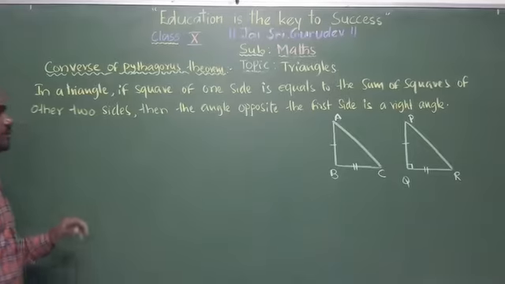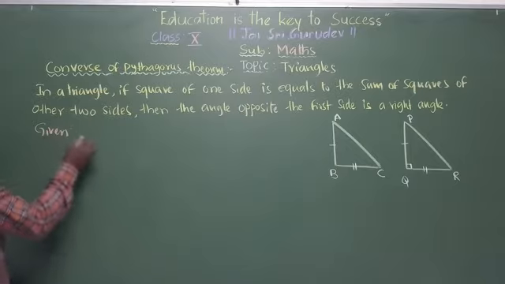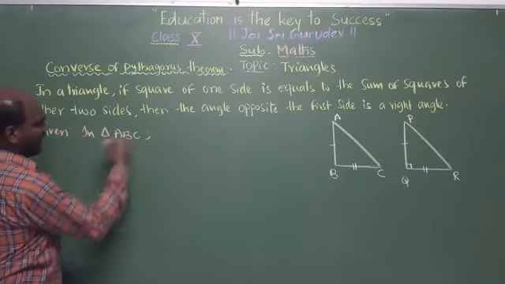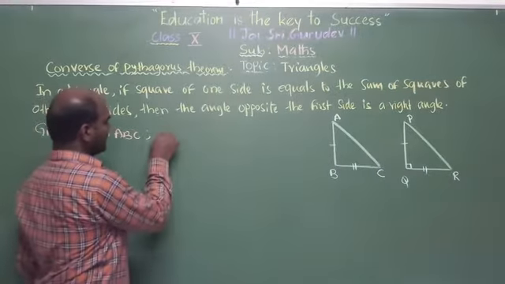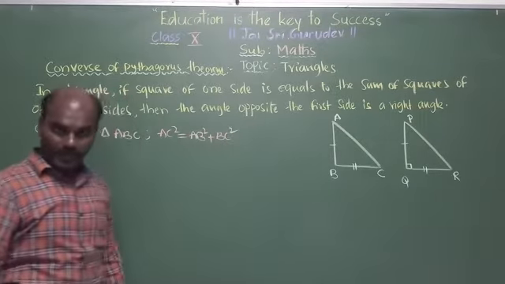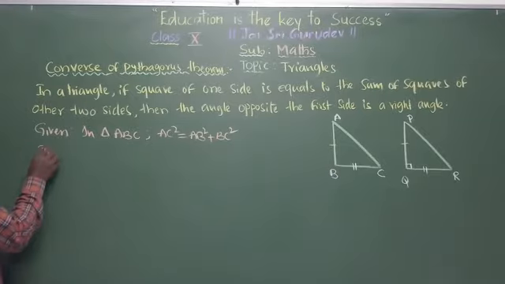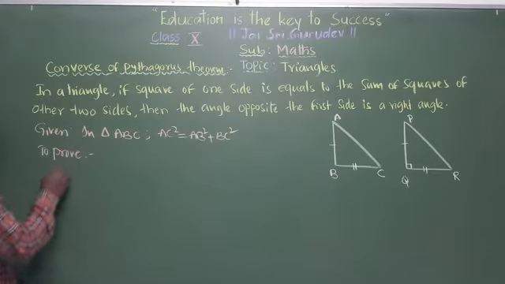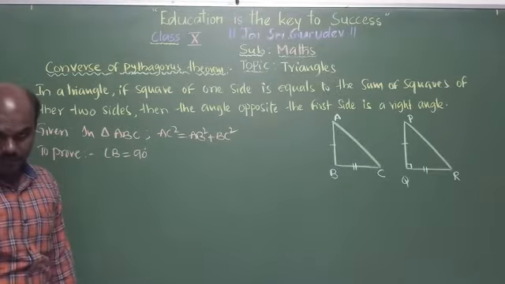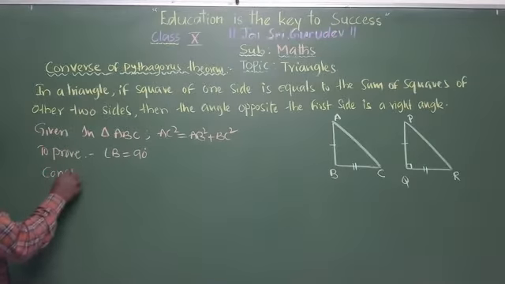Then we are going to prove this now. First, write what is given. Given, in triangle ABC, what is given, students? AC square is equal to AB square plus BC square. That is the given statement. Then, to prove: what do I want to prove, students? Angle B is equal to 90 degrees. We have to prove that.